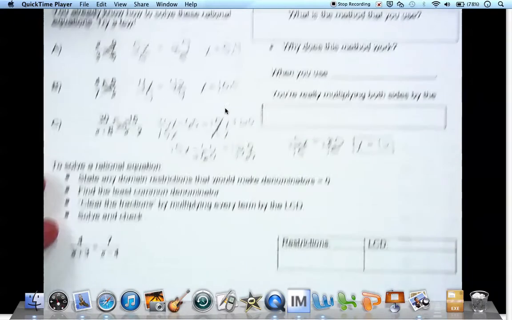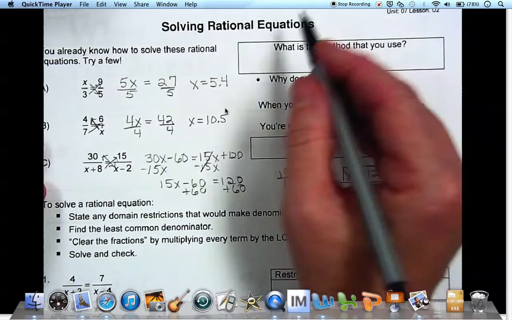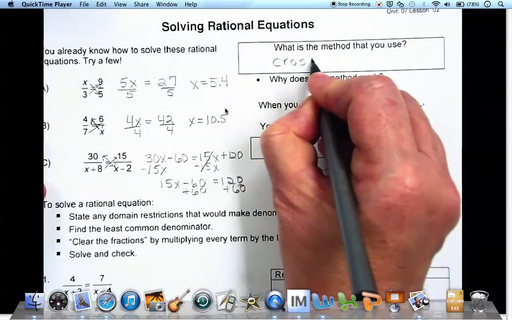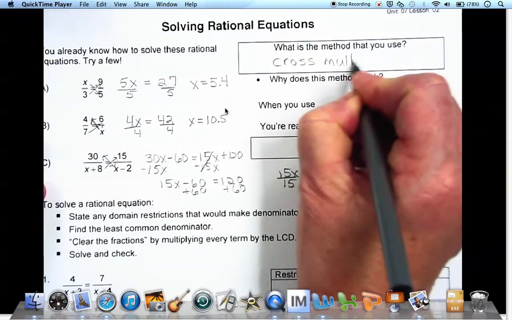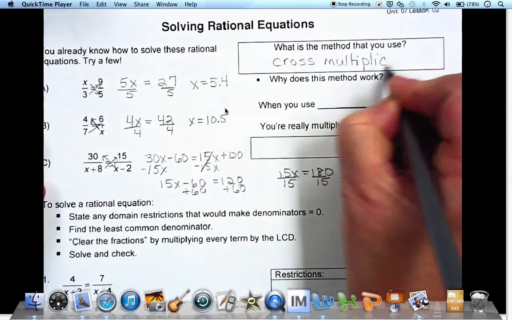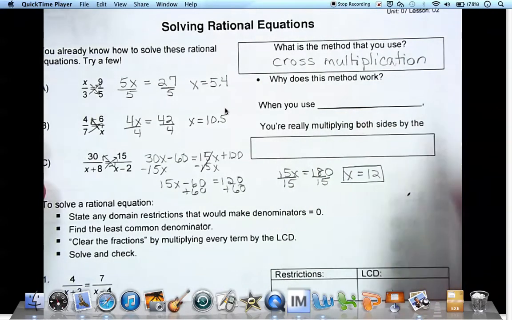Okay, so what is the method that you use? We use cross multiplication. Why does this method work?